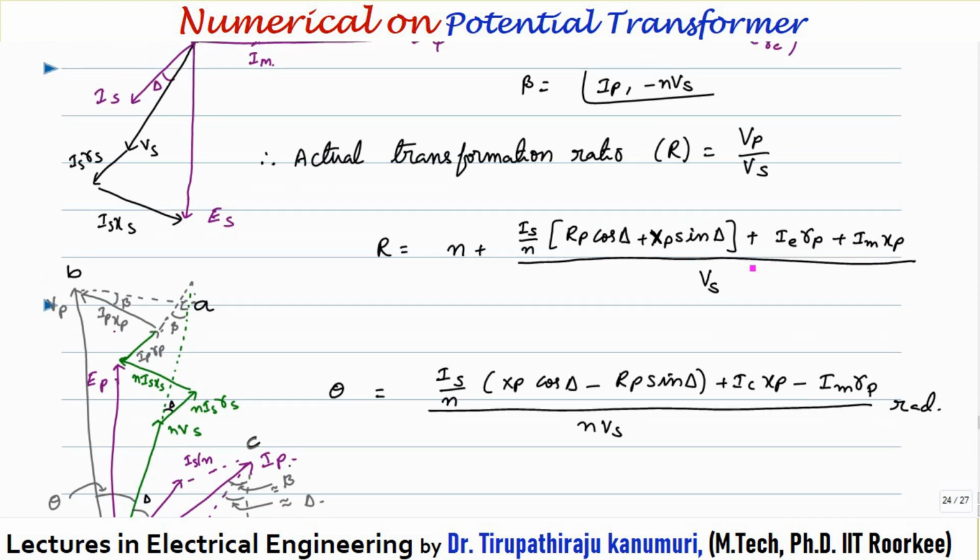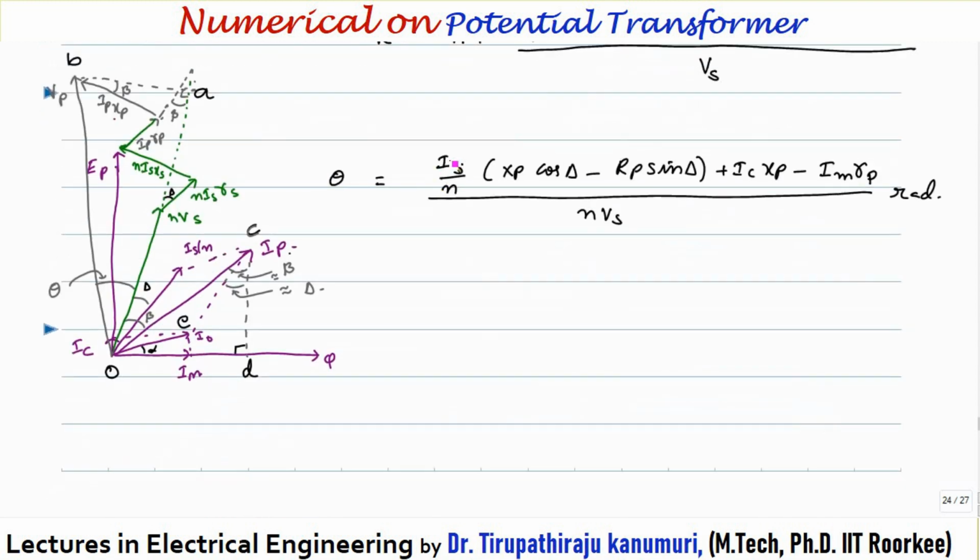Similarly, the power factor angle can be calculated by, if you want the detailed derivation, you can please refer to lecture number 52. So theta will be equal to Is by N into total reactance referred to the primary side into cos delta minus total resistance referred to the primary side into sin delta plus core loss component of current multiplied by primary reactance minus magnetizing component of no load current multiplied by resistance of the primary winding divided by N times Vs.